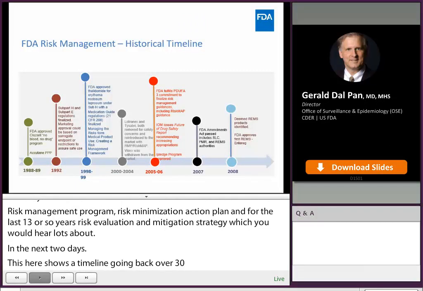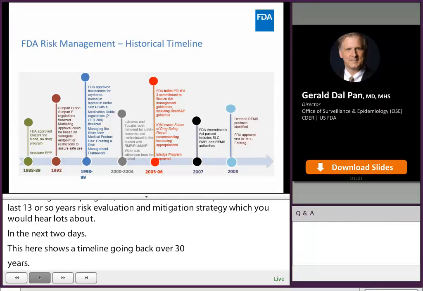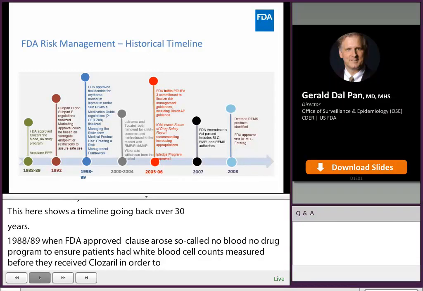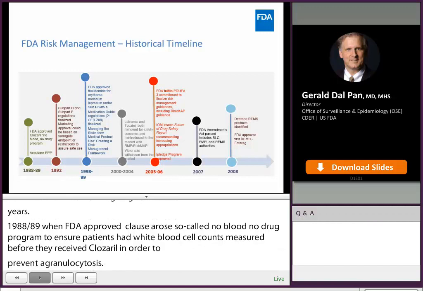program to ensure that patients had white blood cell counts measured before they received Clozaril in order to prevent agranulocytosis. The pregnancy prevention plan for Accutane, isotretinoin, was also put in place then. In 1992, there were some regulations finalized that would allow, amongst other things, restrictions to assure safe use.